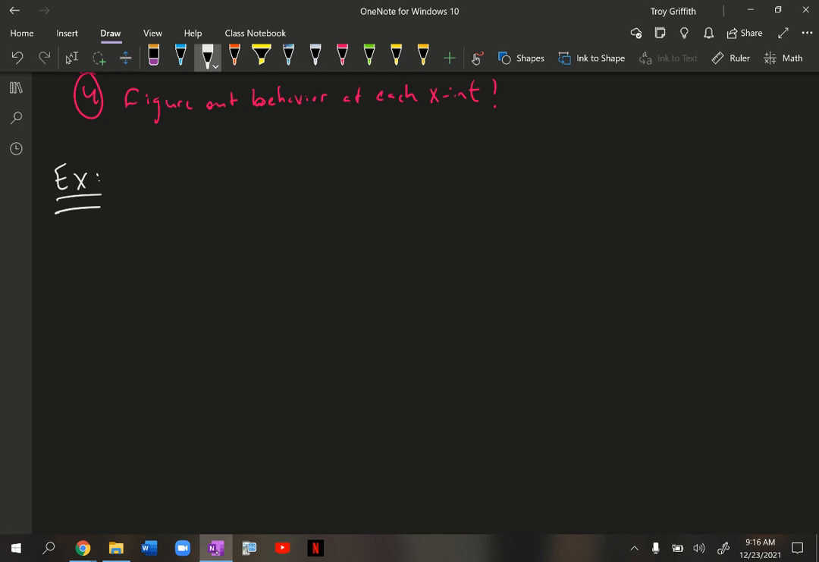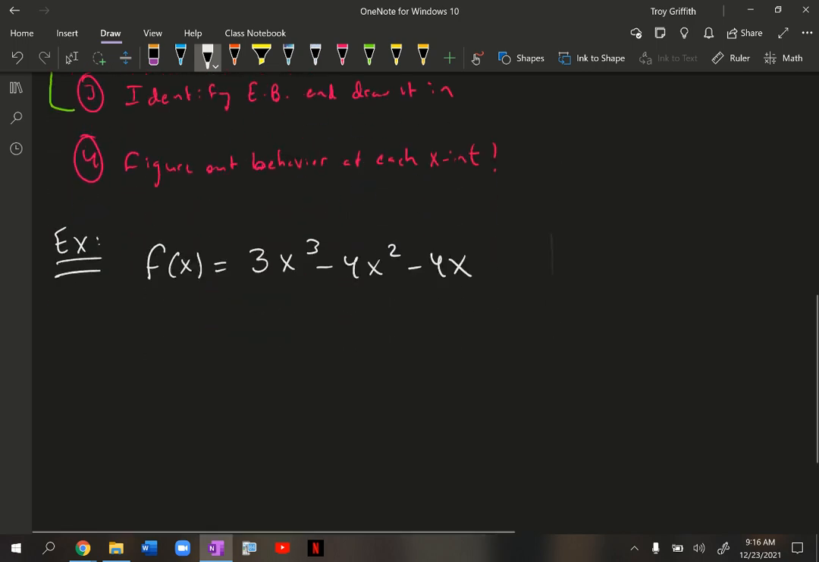All of them are a little bit different. All right, so here's our first one. f of x equals 3x cubed minus 4x squared minus 4x. Okay, so our first step here is going to be to completely factor this.